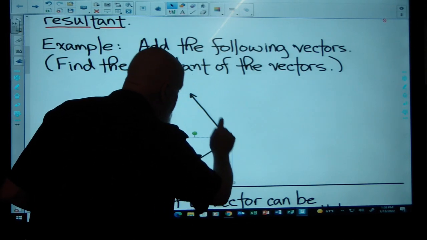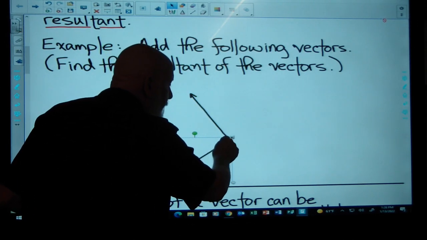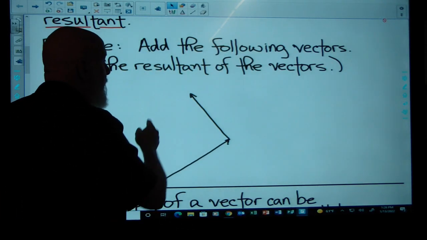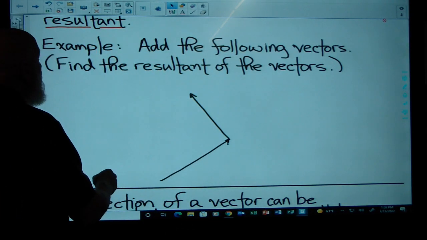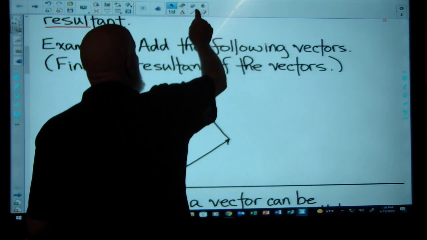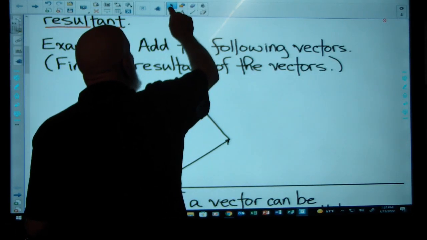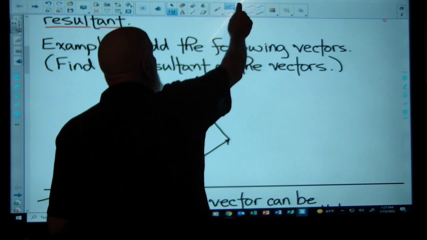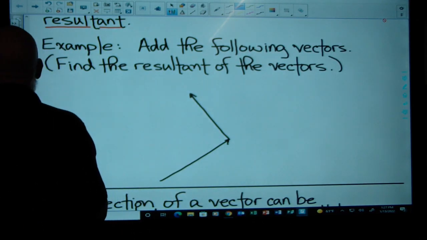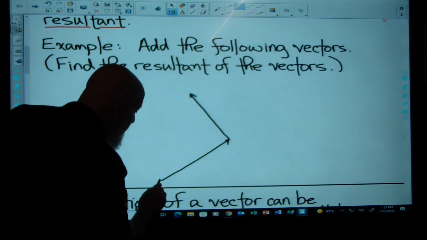Here's the tip of this vector. Here's the tip of this vector. We went the tail to the tip. The tip of it is the arrow. And the resultant, let's see if I can do this in red. We'll see. The result will be this vector right here.